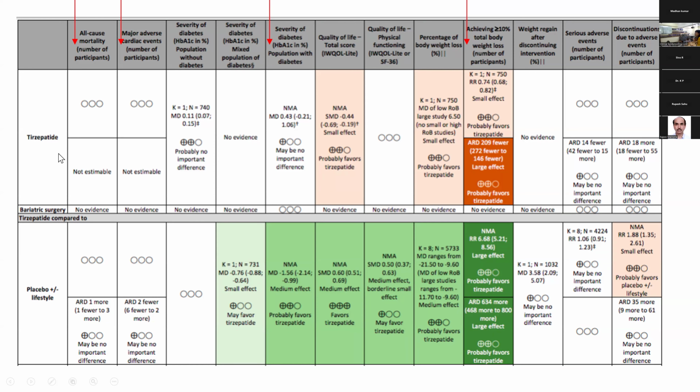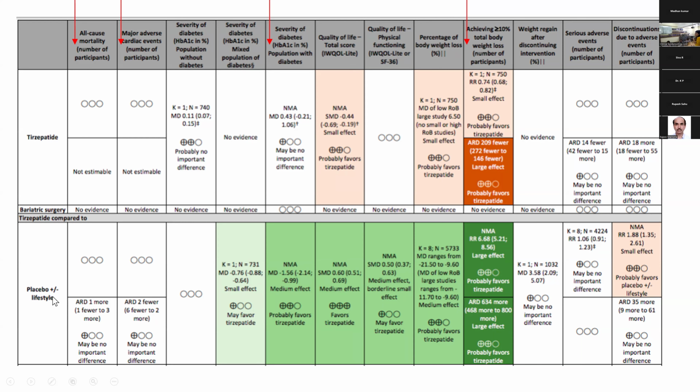The upper part is a continuation of the prior table. The upper row is semaglutide versus tirzepatide. So actually there they found that semaglutide was worse than tirzepatide in achieving body weight loss.